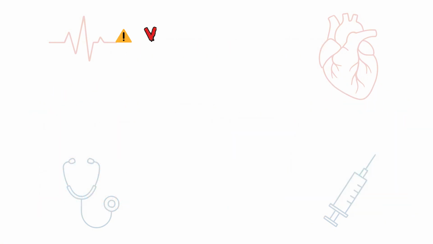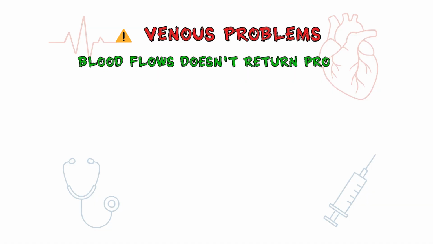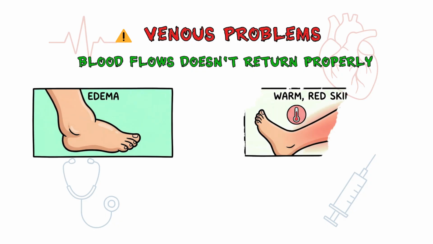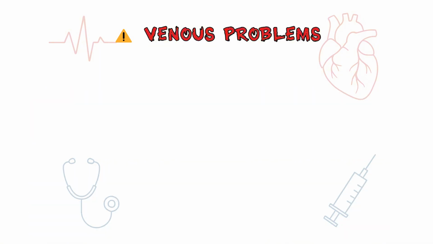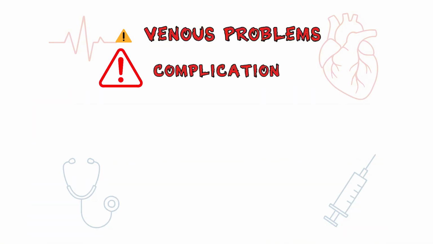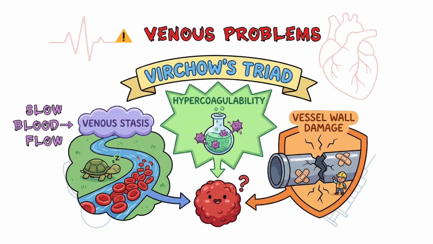Now we discuss venous problems or venous insufficiency. Here blood flows down the leg but doesn't return properly. Symptoms include edema, warm red skin, discoloration, venous ulcers. A dangerous complication is pulmonary embolism, usually from deep vein thrombosis. DVT has 3 risk factors, which we call Virchow's Triad. First, venous stasis, which means slow blood flow, usually from heart failure or pregnancy.